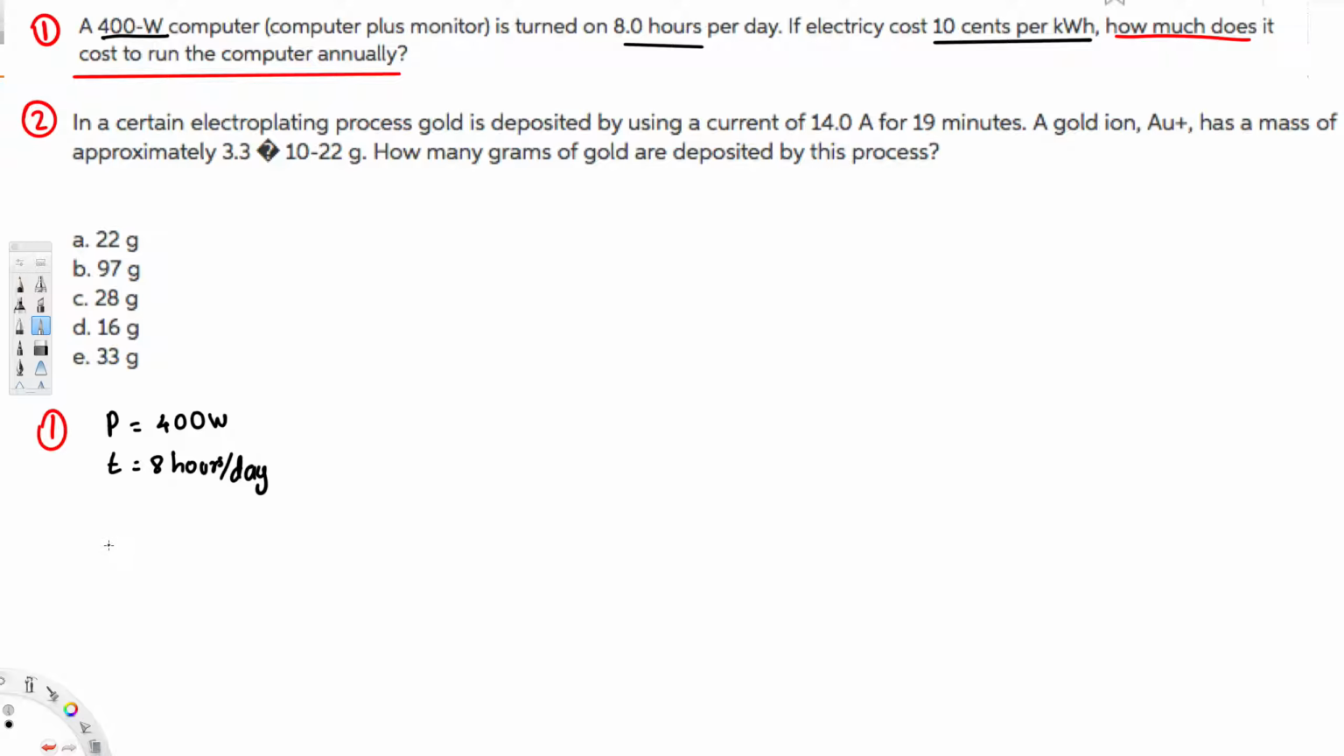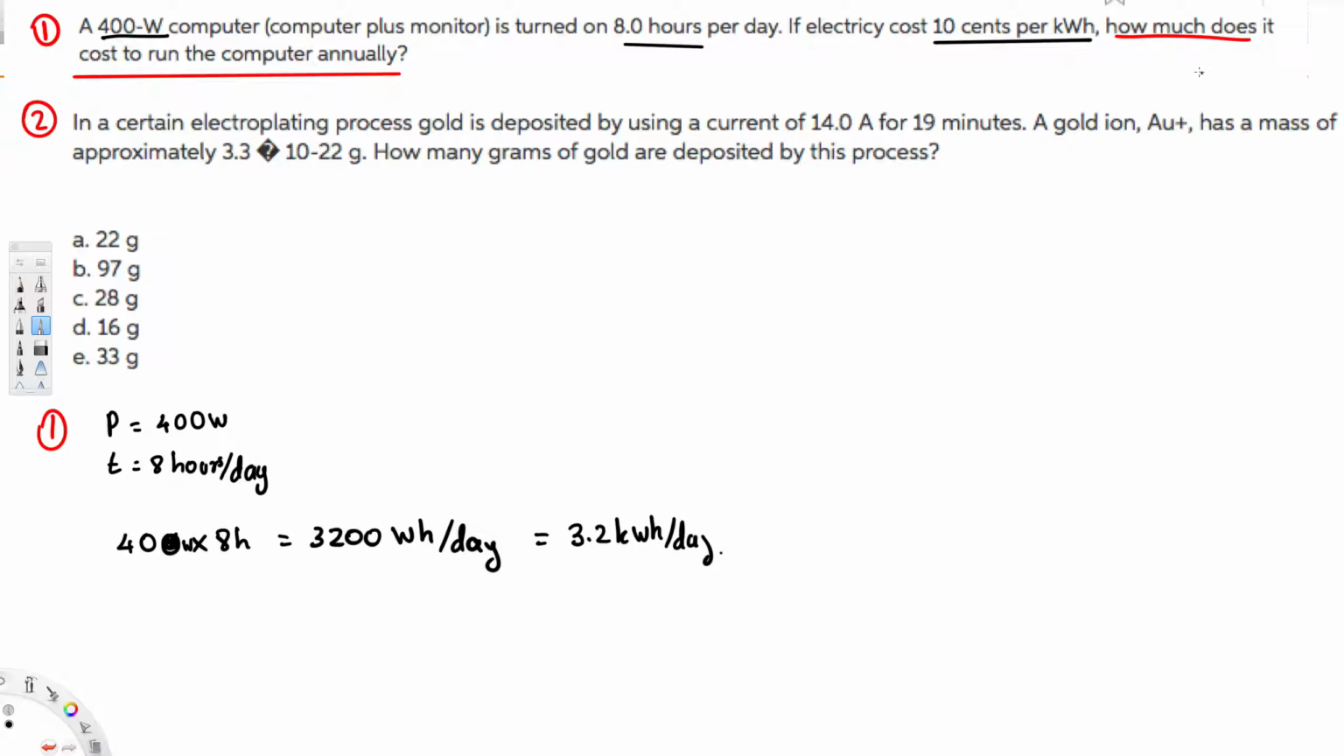So let's multiply 400 times 8 hours. This is watt times hour, that's going to give us watt hour. So this is going to be 3200 watt hour per day. To convert this into kilowatt hour, we simply divide by 1000. So that's going to be 3.2 kilowatt hour per day.